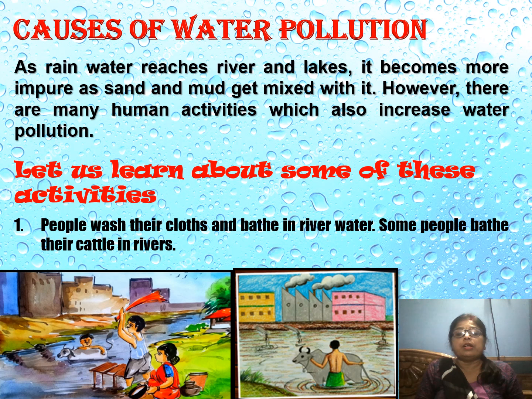As rainwater reaches rivers and lakes, it becomes more impure because sand and mud which is present on the earth mixes with it, and it makes the water impure. However, not only this, sand and mud, some of the human activities, which we do, also increase water pollution. These all are pictures of human activities due to which water becomes impure, and you can see in this picture.